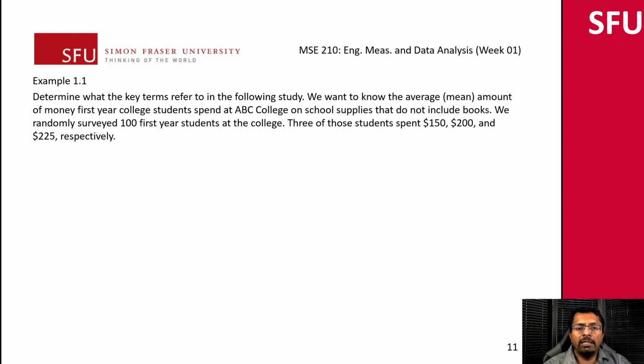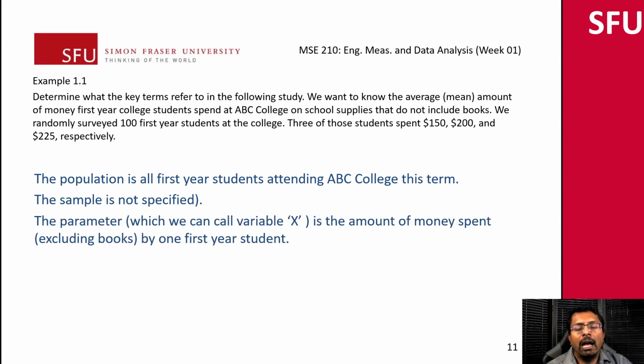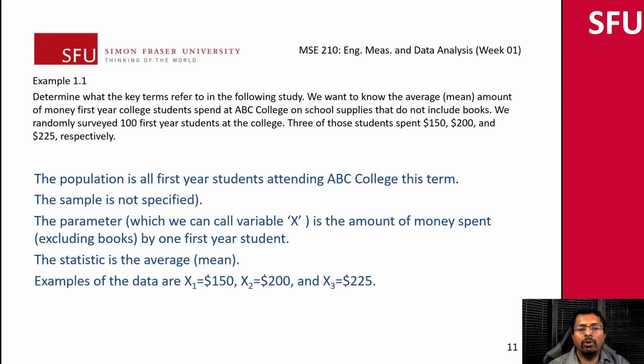Coming back, if you want to answer these questions, the population that we are looking at is all the freshmen or first year students at ABC College. What is the sample that we're looking at? In this case it's not actually specified, so it could be anything. It could be the sample of 100 students that are taken. The parameter that you're looking at, what is the variable X? In this case, it's the amount of money spent excluding books by the first year students. The particular statistic we are looking at is the mean, and the data that we have are some samples: X1 is 150, X2 is 200, X3 is 225, and so on and so forth.